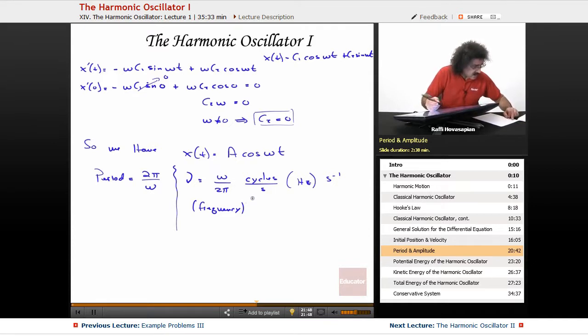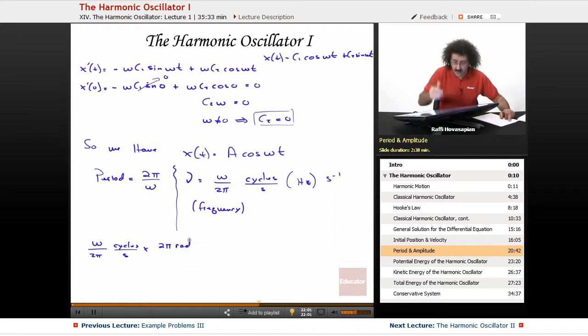Okay, now let's take omega over 2 pi cycles per second. Let's multiply by how many radians there are in a cycle. Well, if you do one circle, it's 2 pi radians, so it's 2 pi radians per cycle. The 2 pi and the 2 pi cancel, and I'm left with radians per second. So omega, the unit is radians per second. This is the angular velocity.